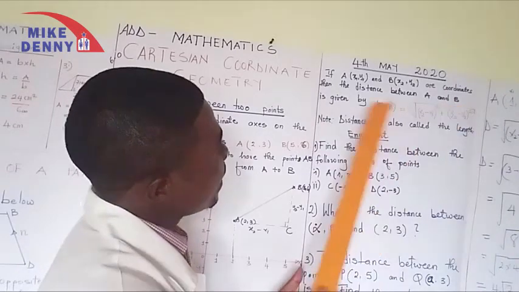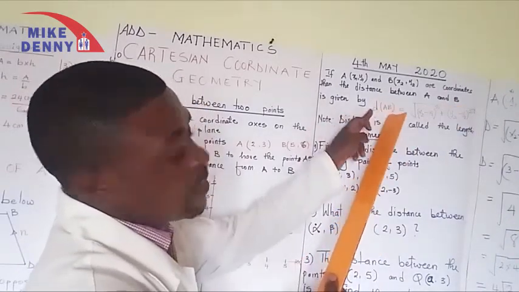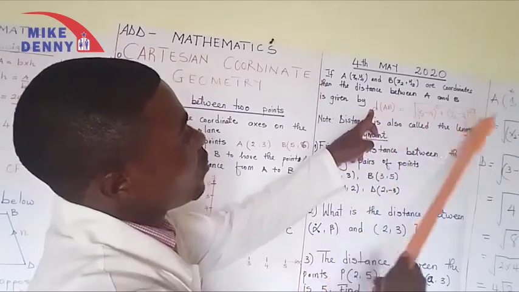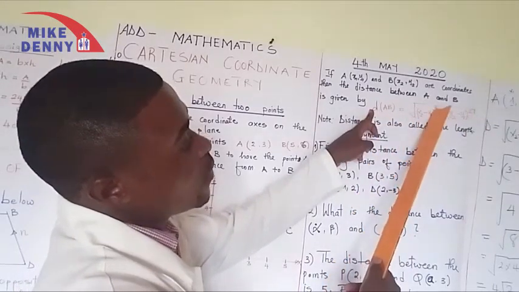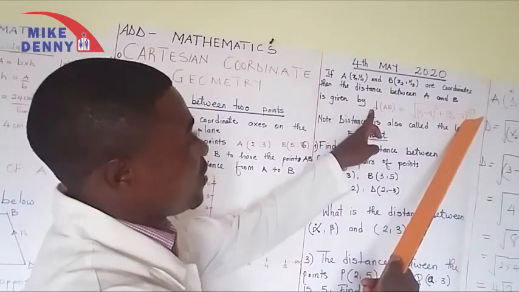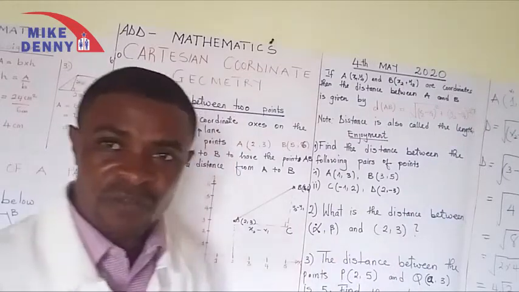So the distance between A and B now will be given by d of AB. You can just use capital letter D, it's okay. D of AB will be the square root of x2 minus x1 all that squared plus y2 minus y1 all that squared. This is the general formula. Now that I have the general formula, we need to be very careful.